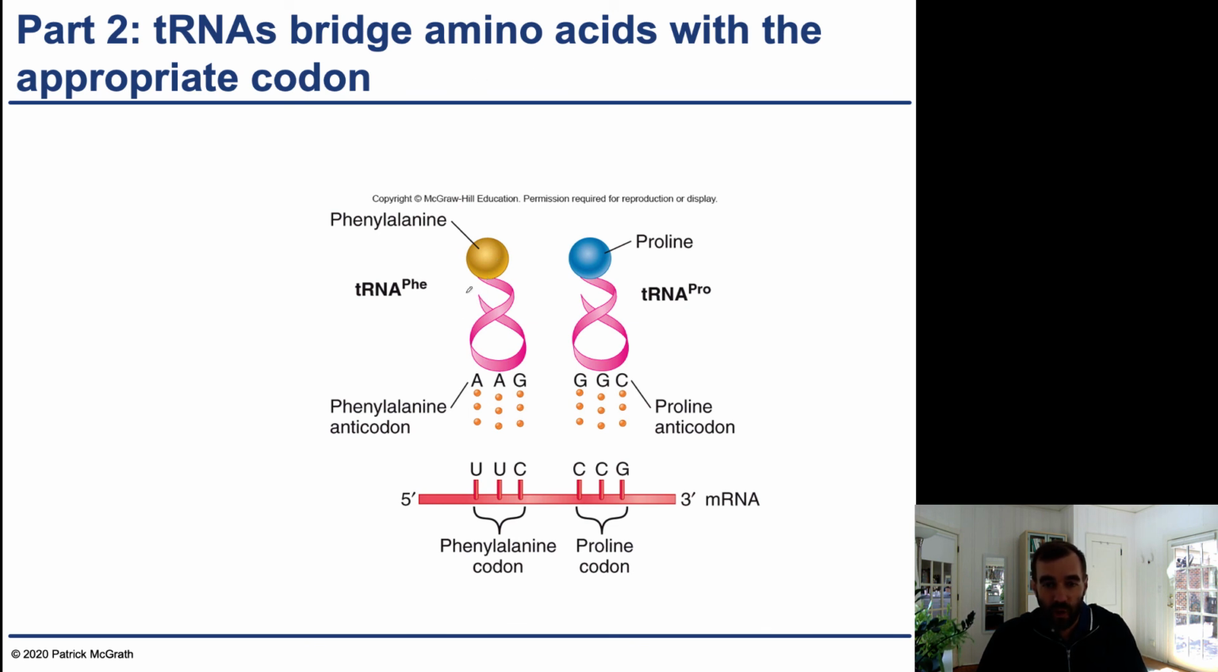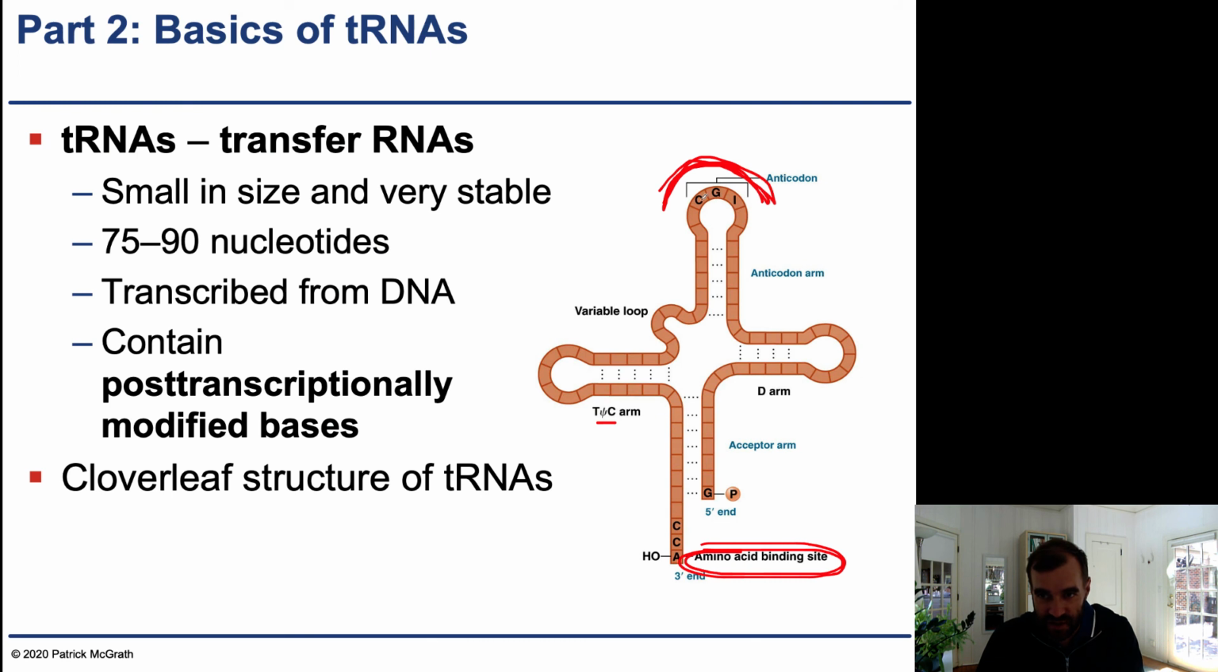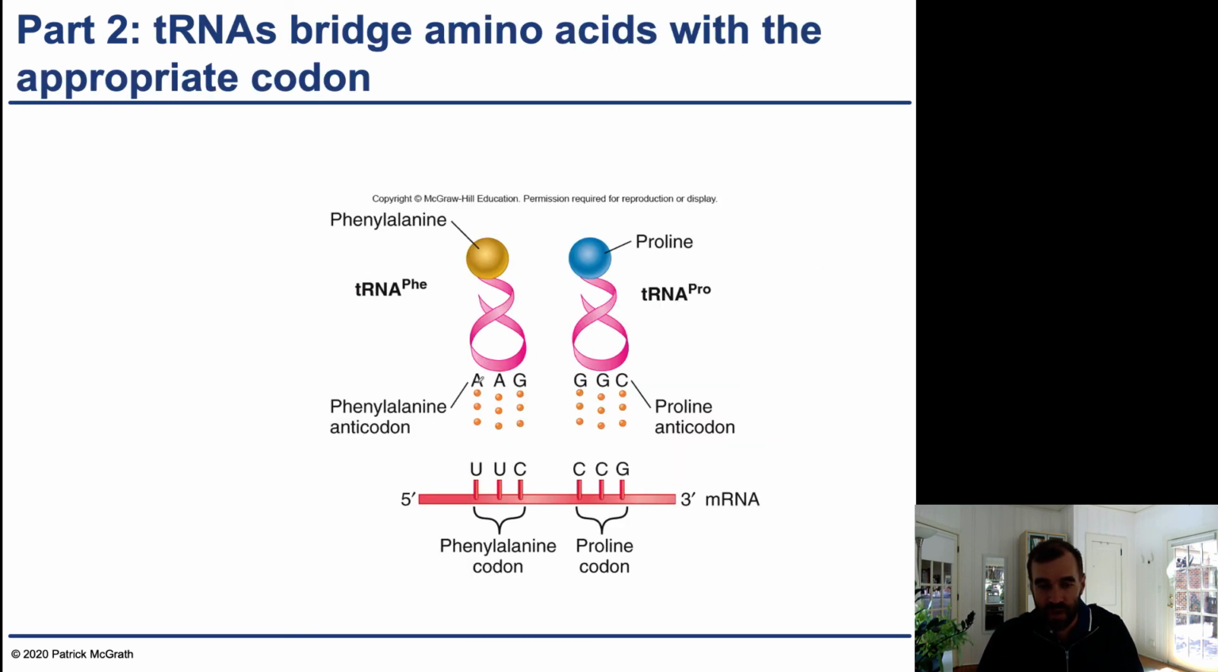But one of these has an AAG at the anticodon arm, and one has a GGC at the anticodon arm. These differences are genetically encoded on the DNA, and they are just these three particular nucleotides right here. So this tRNA is able to recognize the UUC in the phenylalanine.